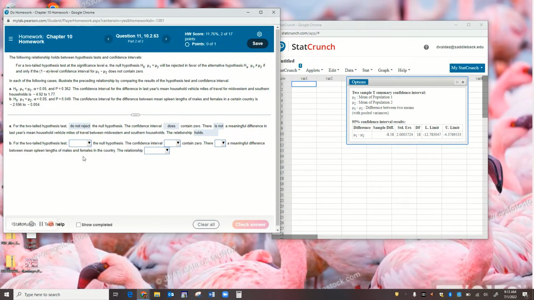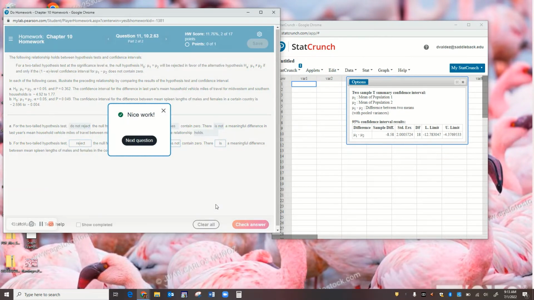And what did the problem tell us in the beginning? The relationship is that in this case, we would reject the null because the confidence interval does not contain 0. Okay, there is a meaningful difference this time, and the relationship holds. Always pick holds. Okay, so that's it. I thought that was a little bit of a funky one that we didn't really talk about in the lecture previously, so I wanted you to see how to do it.